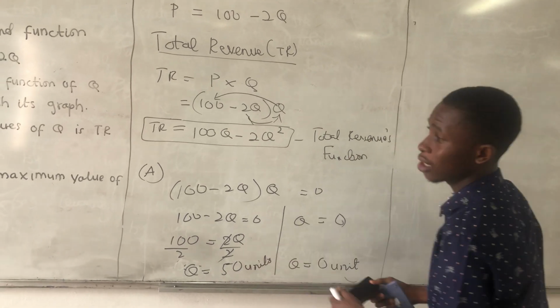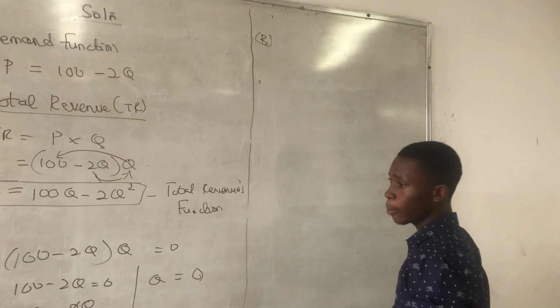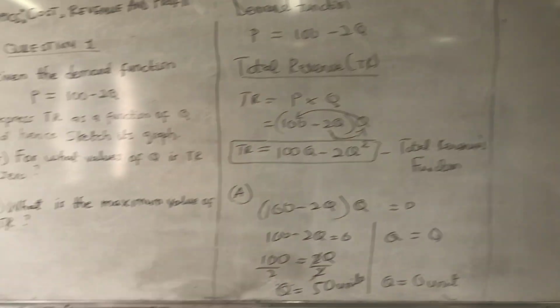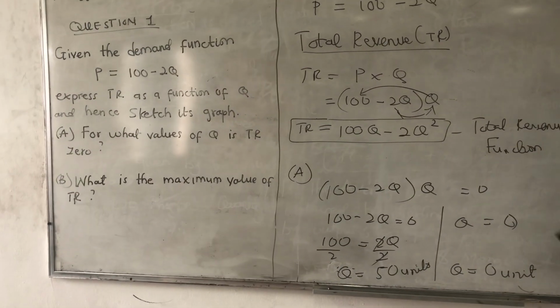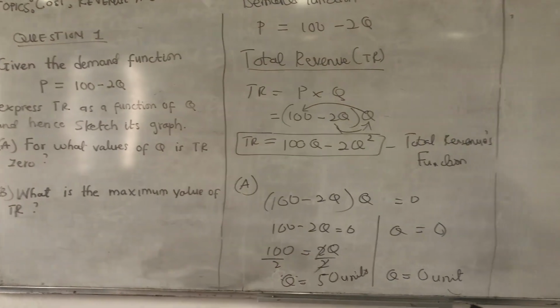So this is the A part of the question. Now you move to the B part of the question, which states: what is the maximum value of TR? Before you would be able to find the maximum value of TR, we use what we call the symmetry of parabola.